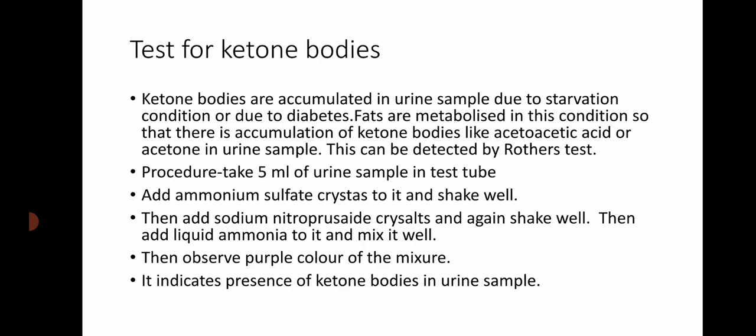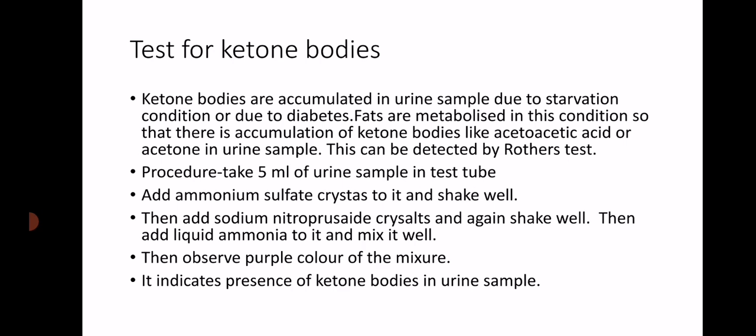After then, you have to add ammonium sulfate crystals into it. You have to saturate the urine sample with ammonium sulfate crystals and shake it well. After addition of ammonium sulfate crystals, you have to add sodium nitroprusside crystals and then again shake well. And at the last, the liquor ammonia or liquid ammonia is added, 1 to 2 drops, and mix it well.